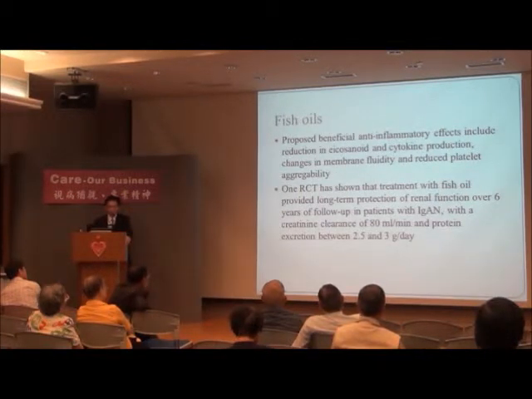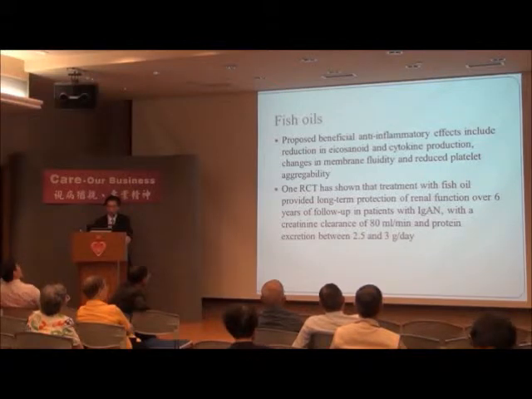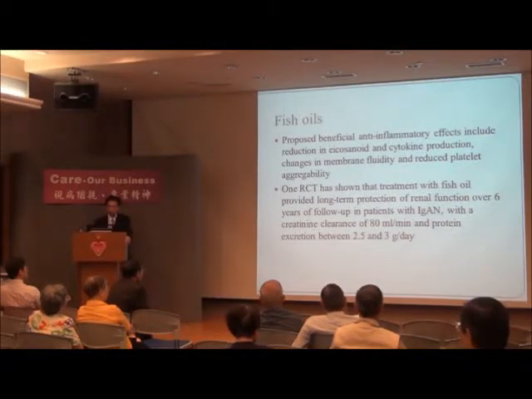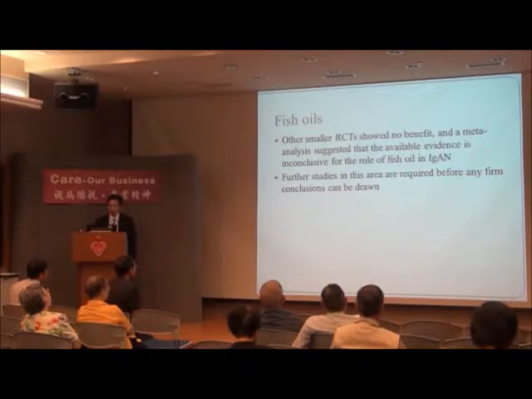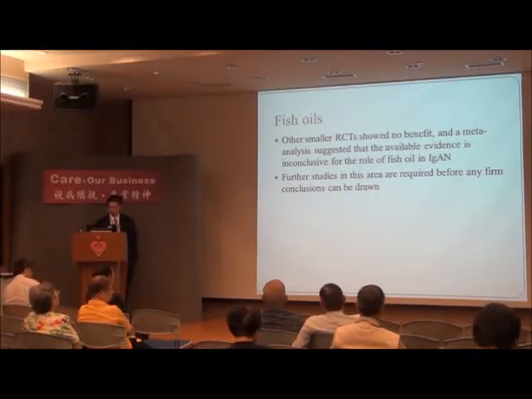For fish oils, it was proposed that the beneficial antihemolytic effects include reduction in eicosanoid and cytokine production, changes in membrane fluidity, and reduced platelet aggregation. One randomized controlled trial has shown that treatment with fish oil provides long-term protection of renal function over 6 years of follow-up of patients with IgA nephropathy with protein excretion between 2.5 to 3 grams a day. However, other smaller randomized controlled trials showed no benefit, and a meta-analysis suggests that the available evidence is inconclusive for the role of fish oil in IgA nephropathy. So further studies in this area are required before any firm conclusion can be drawn.